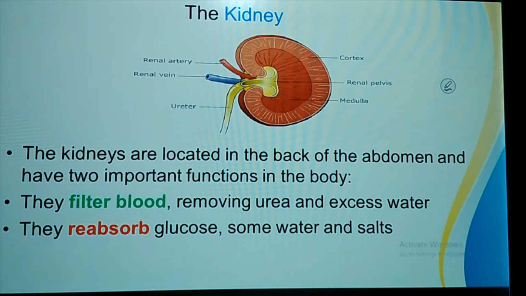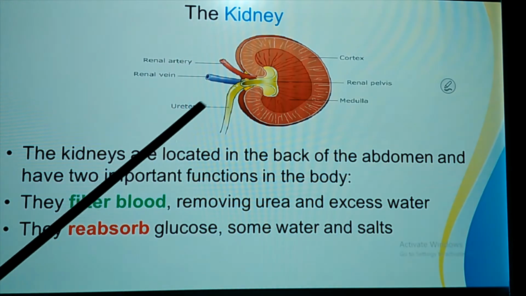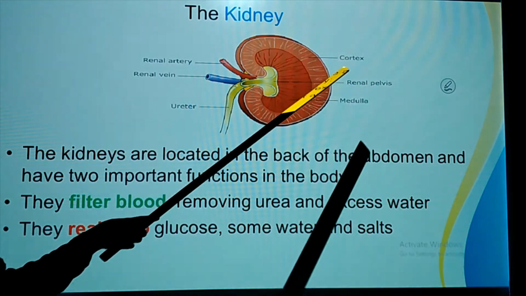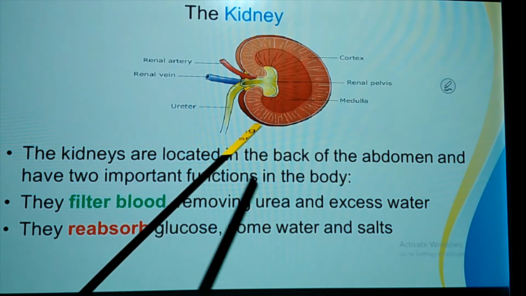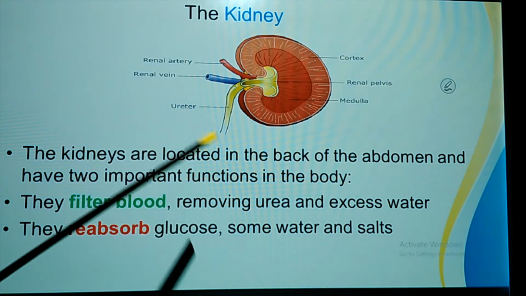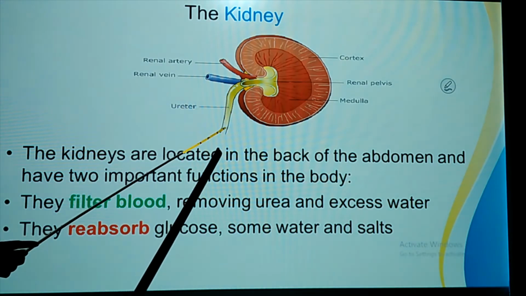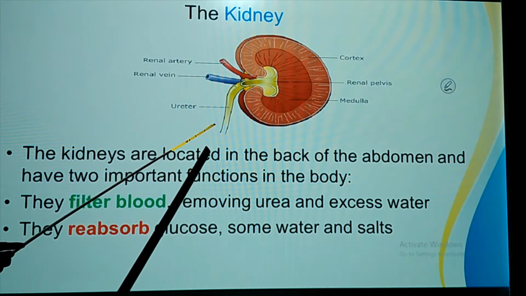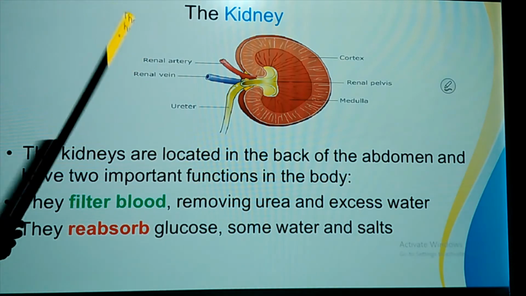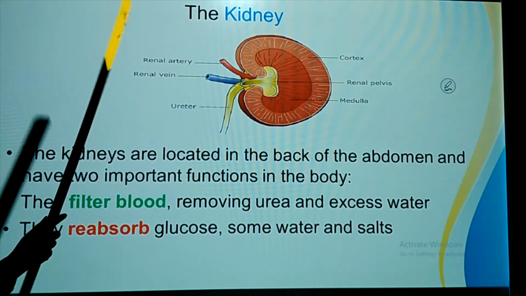You can see the cortex, the renal pelvis, the medulla, the ureter. You remember the ureter? Where is this tube connecting to? Which organ is it going to be connected to? If you can remember, the bladder. You have the renal vein and you have the renal artery.